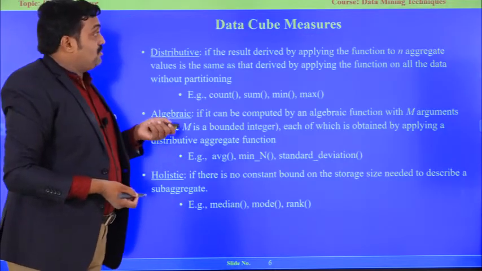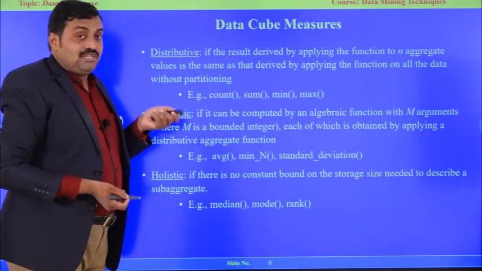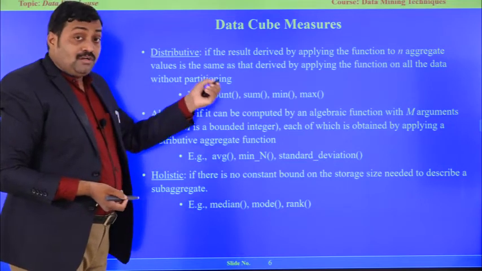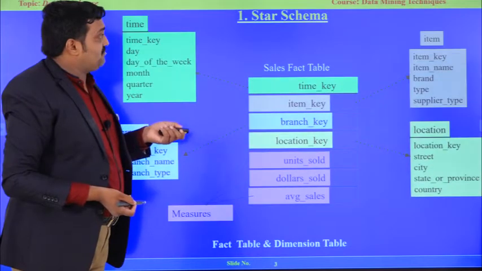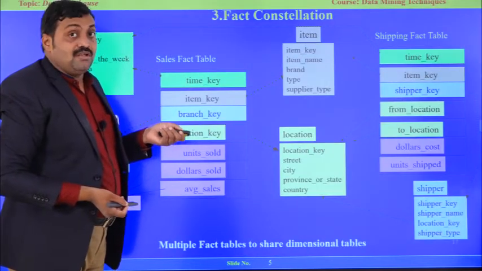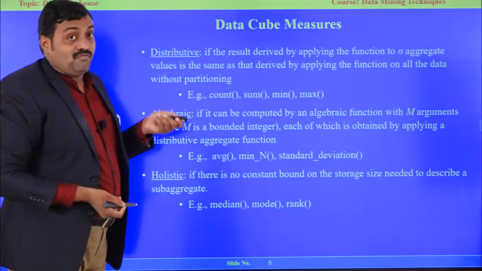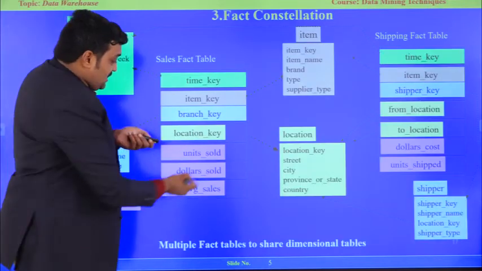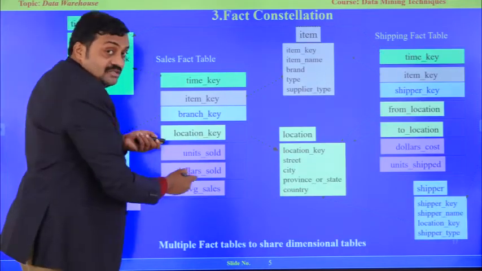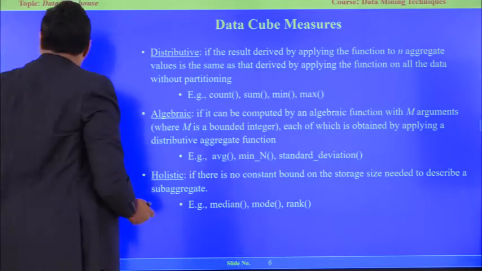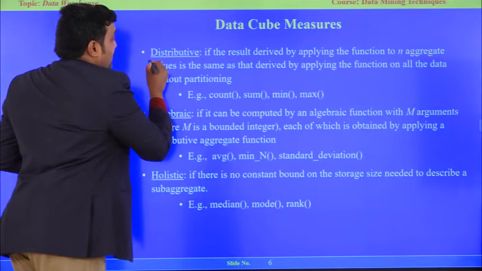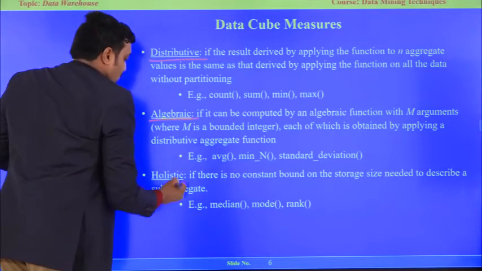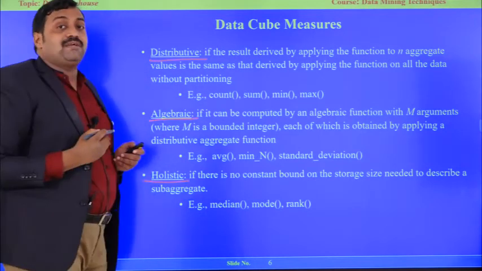Okay. So at the end, what we are going to do is work with the measures of the data cube. In these three schemas, we have different things. Now, how are we going to use the measures? What kind of things are we going to perform on this fact table? We have the measures: distributive, algebraic, and holistic. These are the three measures.